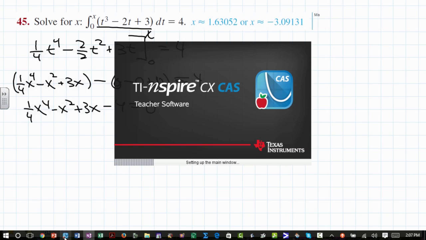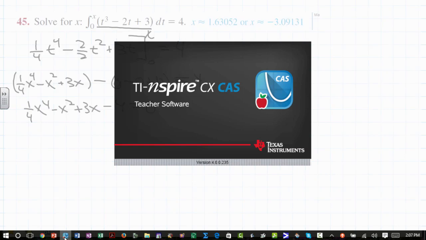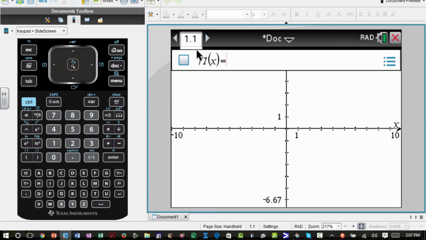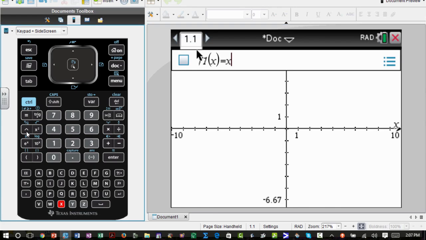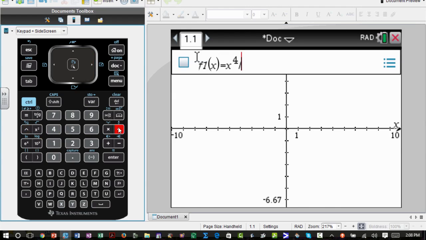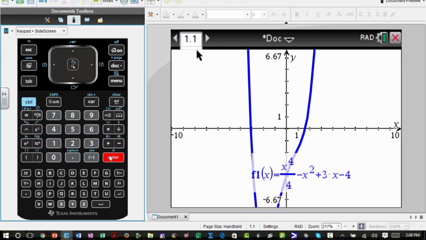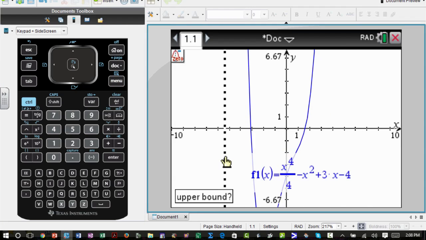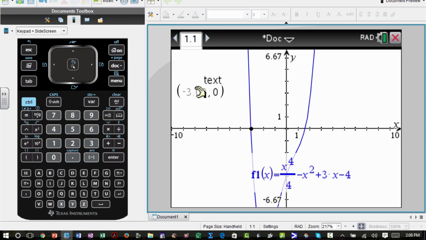And, well, we're going to demonstrate the idea of finding zeros using the calculator graphing window because it's something that's absolutely necessary. And it was x to the 4th over 4 minus x squared plus 3x minus 4. Okay, and so there's our graph, and we're looking for zeros. So we're going to go to Menu, Analyze Graph, zero, lower bound, upper bound. There's one zero. By the way, for AP grading, you need at least 3 decimal places.